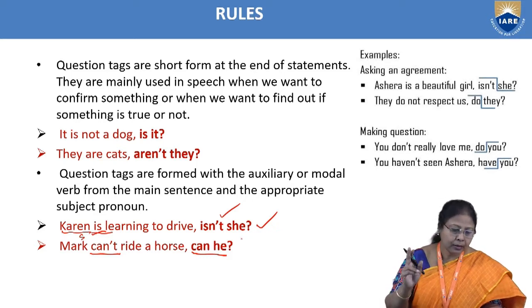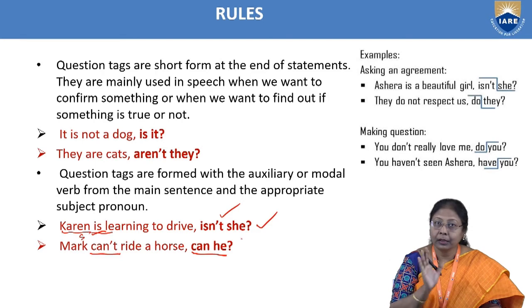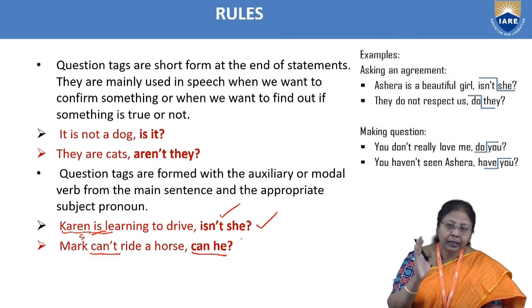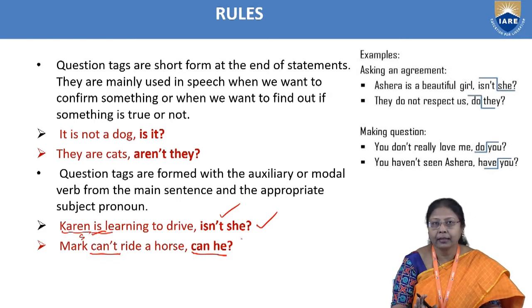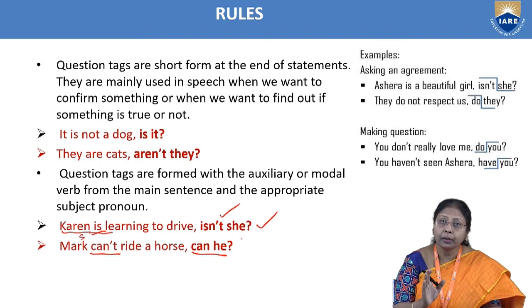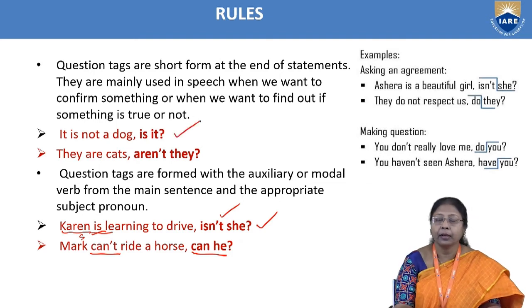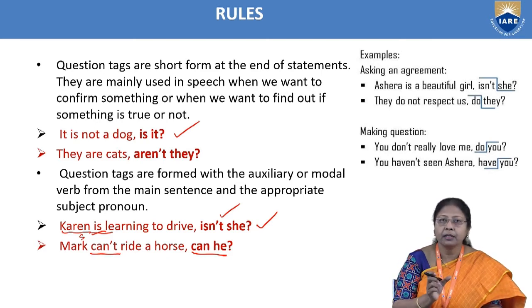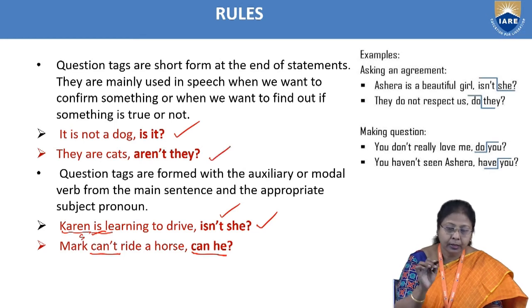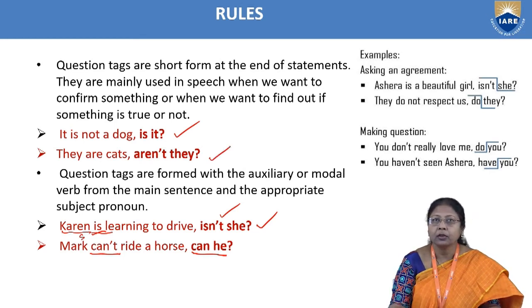The first one is, it is not a dog. This is a negative sentence. They are cats is a positive sentence. So the basic rule here is, when we have a negative statement, the tag will come in a positive way. We have to frame a positive question tag. When we have a positive statement in front of us, we have to take a negative question tag. This is the basic rule.